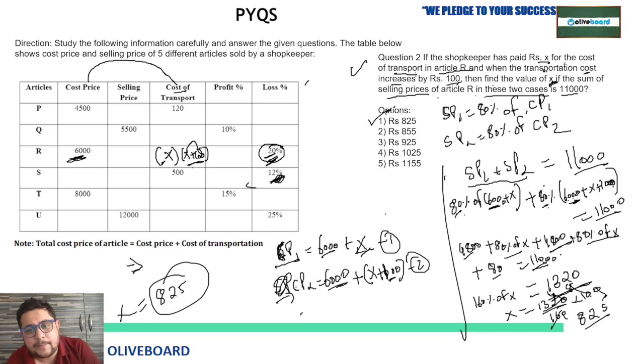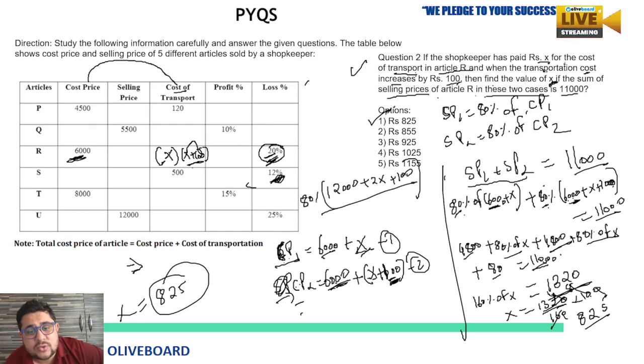How can you apply this directly? See here, 6,000 plus X. In CP2, case 2, also 6,000 plus X will come or not? Yes, definitely it will come. Additional 100 is coming there, so just think about this 100. Now see, CP1 plus CP2, just add this. So 12,000 plus 2X plus 100. This is the cost price sum. So 80% of this total would be the selling price sum of both conditions, SP1 plus SP2. This is the direct approach.